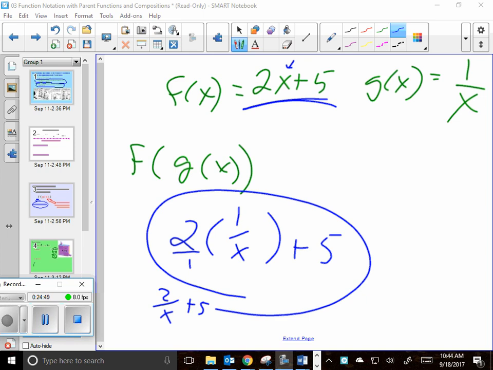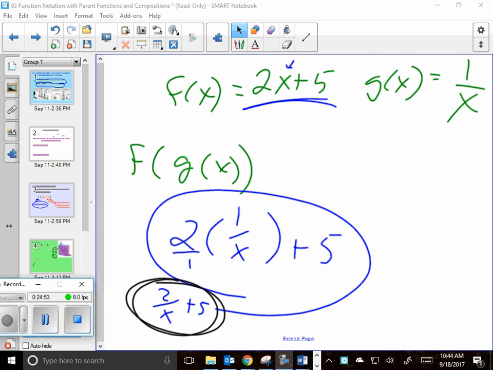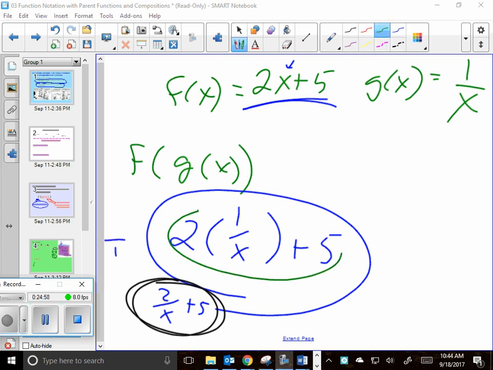Do you get that this is the same exact thing as that? They're equal. Why is it 2? Some people say, why does 2 only go on top? Because 2 has a denominator of 1, doesn't it? So that's why it only goes on top.